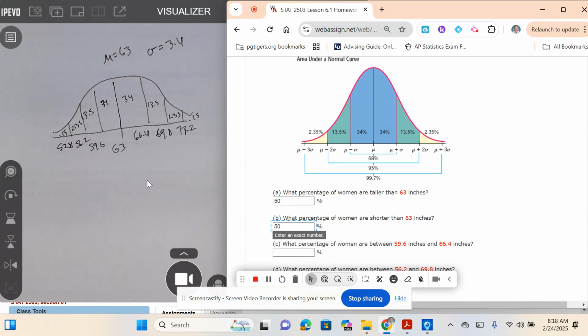Now, between 59.6 and 66.4. So 59.6 is 1 standard deviation below. 66.4 is 1 standard deviation above. So how do I find the percentage between? What do I do? Just add these two. 34 plus 34 would be 68%.